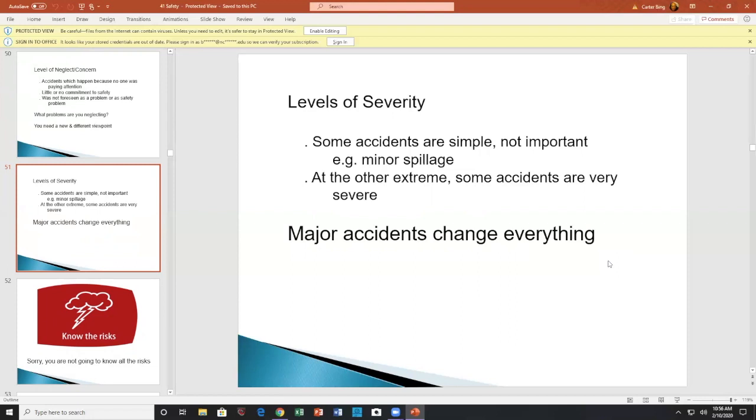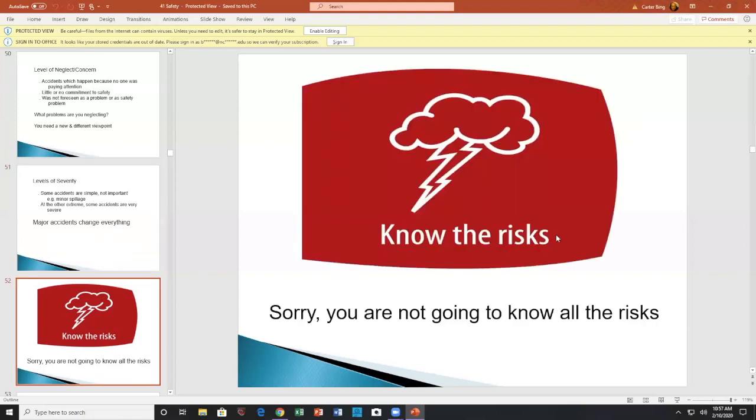Now, obviously, you're going to have to fight some politics here. You know, there's all kinds of politics out there, right? So leave you with this. Know the risks. Well, that would be nice if that's true, if you could. But sorry, you're not going to know all the risks.